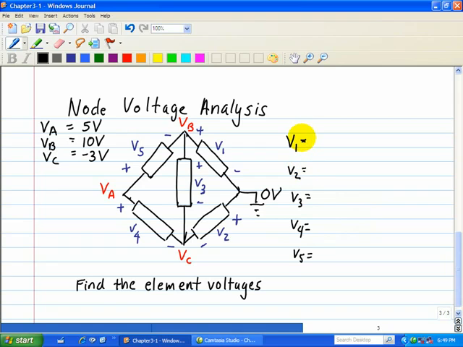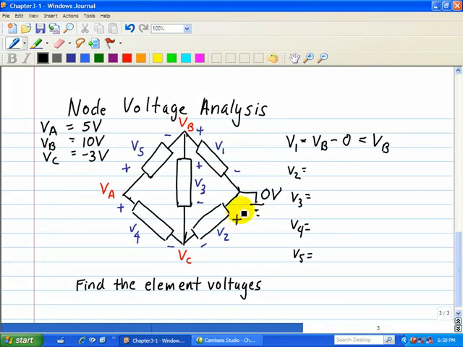So we'll start with V1. The plus reference polarity is given as VB, and the minus end of V1 is connected to 0. So the difference between VB and 0 is simply VB. Remember, when we want to find the voltage across device 1, it's just the voltage difference between the two nodes. One of the nodes is connected to VB, and the other node is connected to a reference node, or 0 volts.